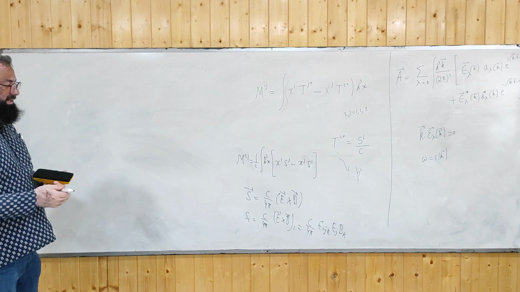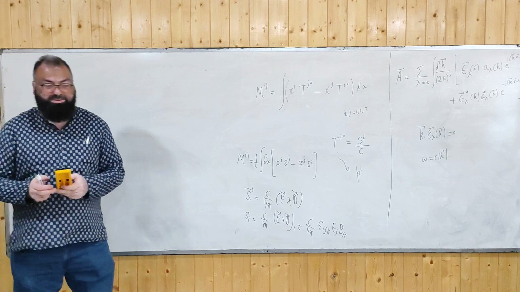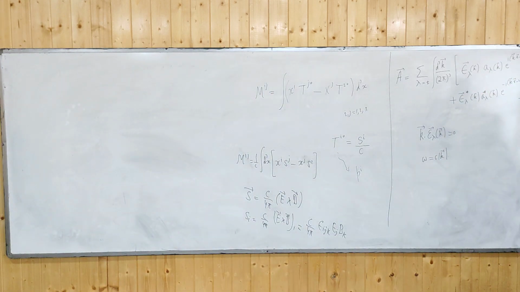So let's calculate the kth component of the angular momentum. Let's do it this way. Suppose the angular momentum tensor M_ij is given to you. Now I want you to calculate from this M_ij what is, let's say, Lx, what is Ly, and what is Lz. From this I should be able to calculate.